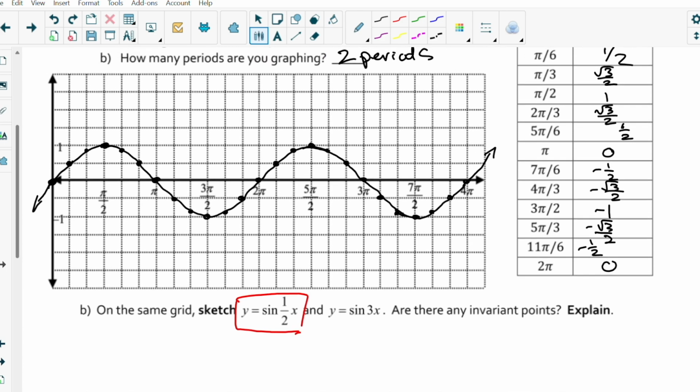Okay, that means the amplitude doesn't change, but 1/2 x, if I do the factor, right? So if I say the factor 1 over absolute value of b, so that's 1 over 1/2, and that's a factor of 2. So everything from the sine x graph, so y equals sine of x graph, all the x values will be multiplied by 2.